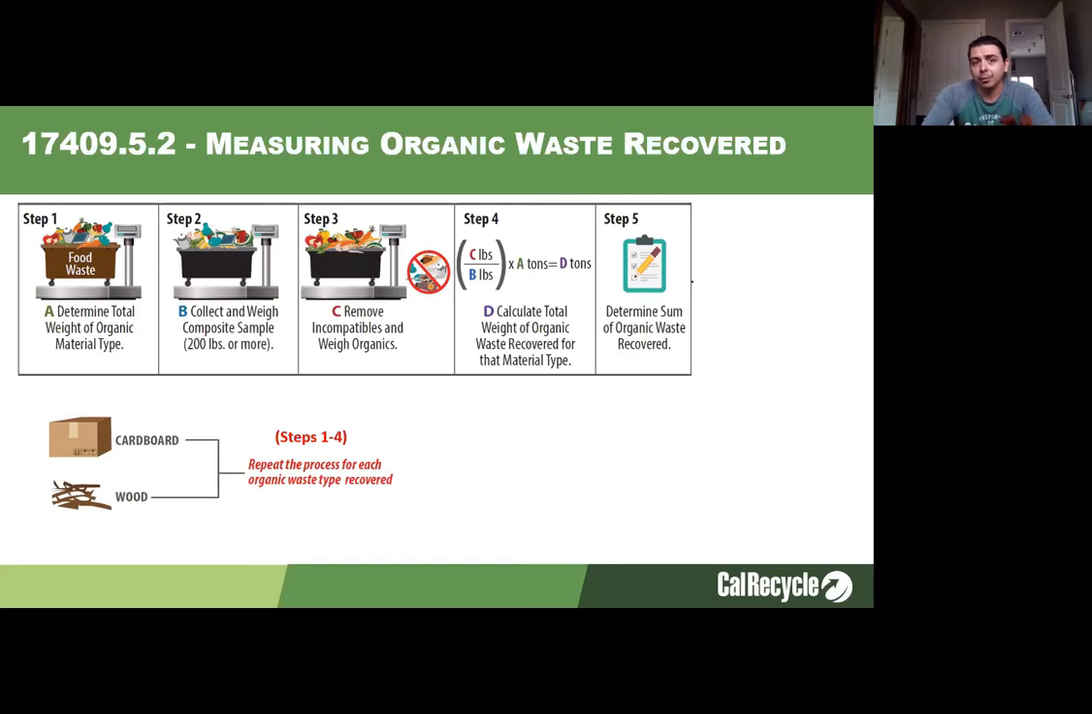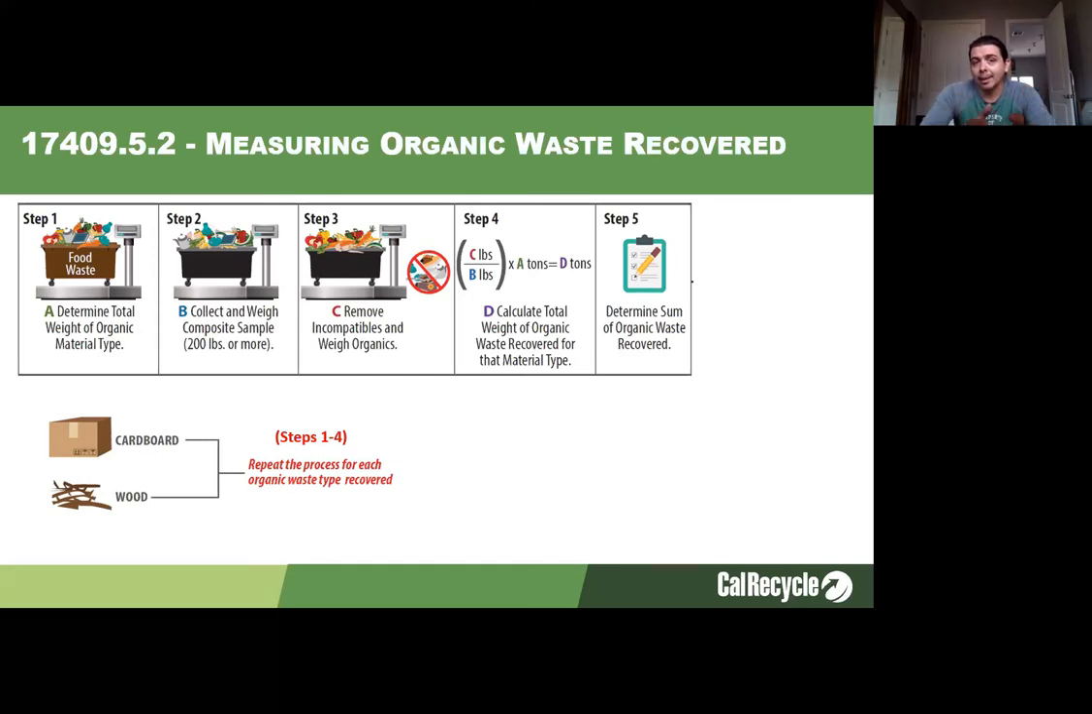With step two, when they're doing the actual sampling and measurement piece, the operator is going to collect a composite sample, and that sample needs to be at least 200 pounds or more of material. That sample also needs to be random and representative. What we mean by that is at different times throughout the operating day, they can take a sample of that material or from different parts of the pile, just so there's a nice representation of that material in order to get an accurate measurement.